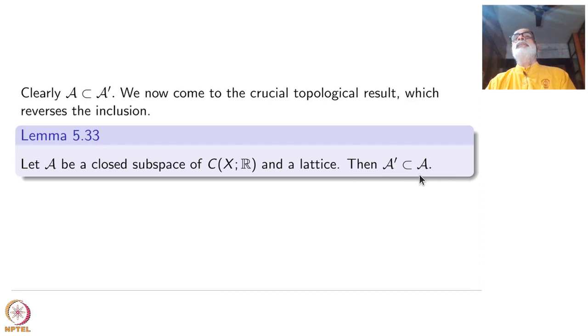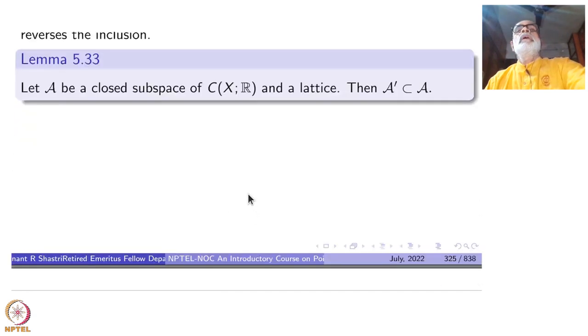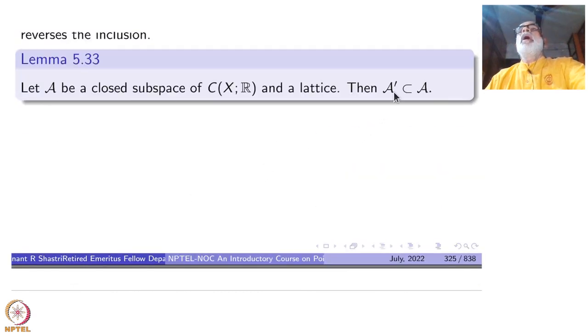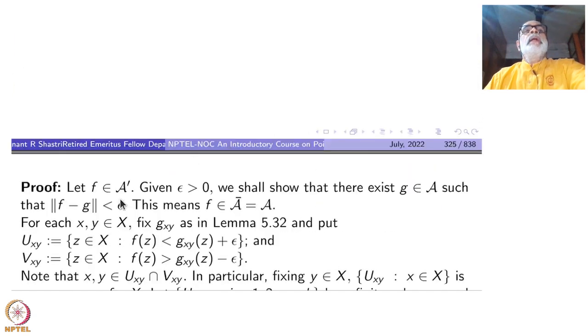Okay, so this is the crucial thing here, and you have to do a little more combinatorial topology here. Let us see how you show that every element of A prime is inside A. Let f be inside A prime. Given epsilon positive, we shall show that there exists a g belonging to A such that norm of f minus g is less than epsilon.